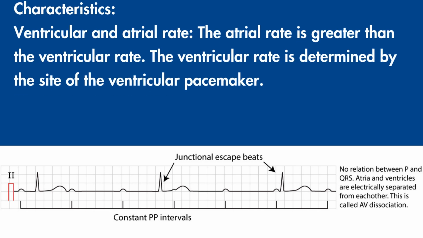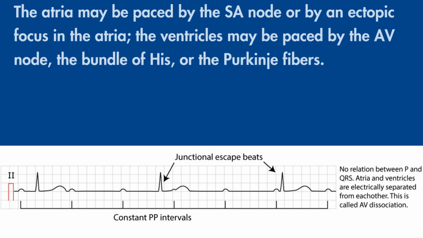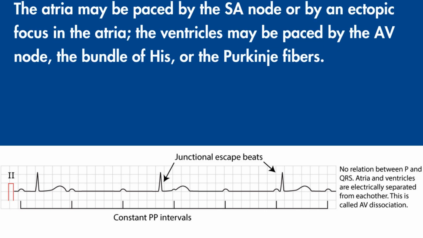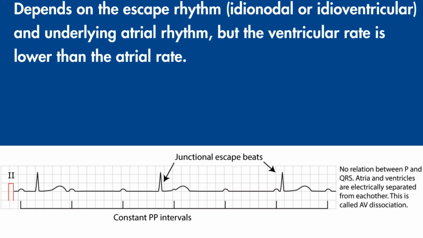Characteristics of complete heart block. The atrial rate is greater than the ventricular rate. The ventricular rate is determined by the site of the ventricular pacemaker. The atria may be paced by the SA node or by an ectopic focus in the atria. The ventricles may be paced by the AV node, the bundle of His, or the Purkinje fibers. It depends on the escape rhythm. It can be idionodal or idioventricular, and underlying atrial rhythm.